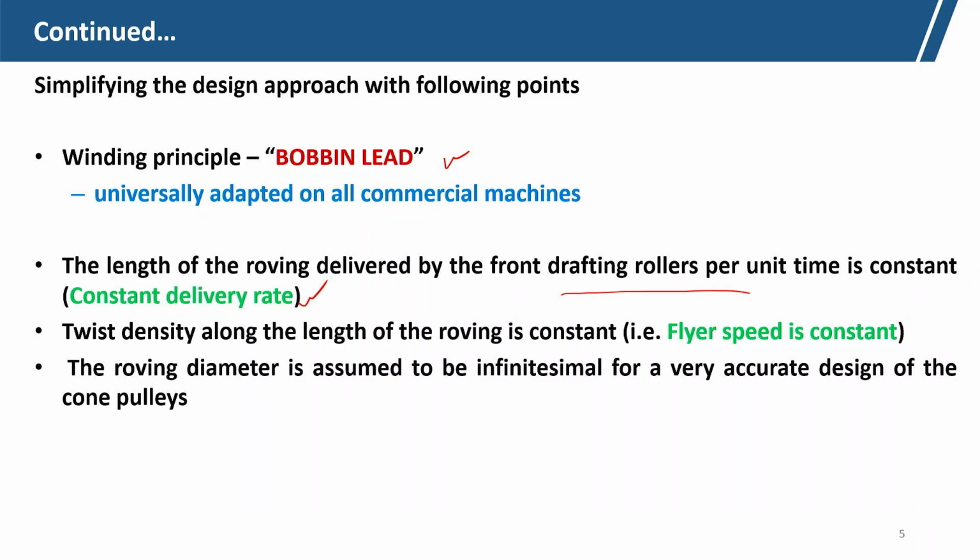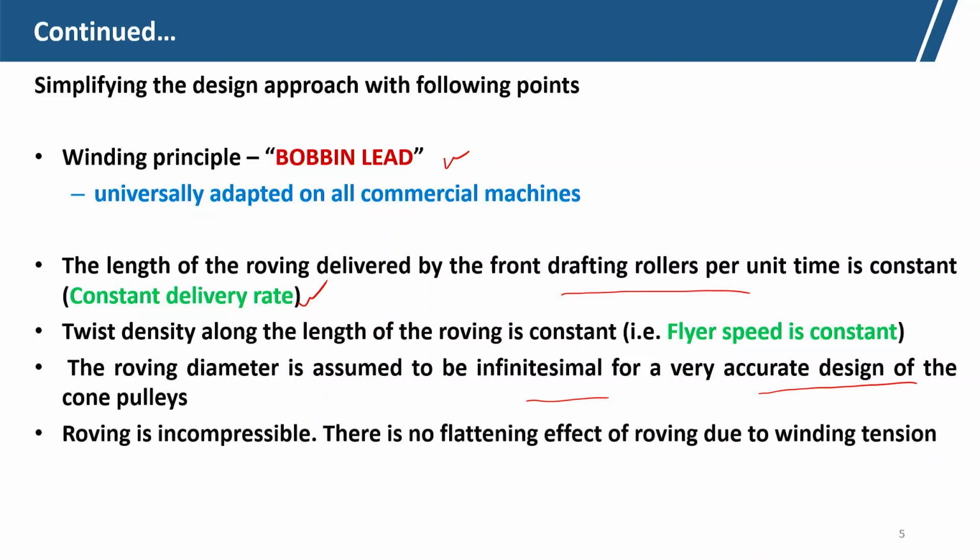The roving diameter is assumed to be very small, infinitely small, for a very accurate design. There should be a certain roving diameter, and roving is considered to be incompressible. So, while winding there is no flattening, that is our assumption, because in actual practice roving is compressible. So, it is incompressible, with no flattening during winding tension.